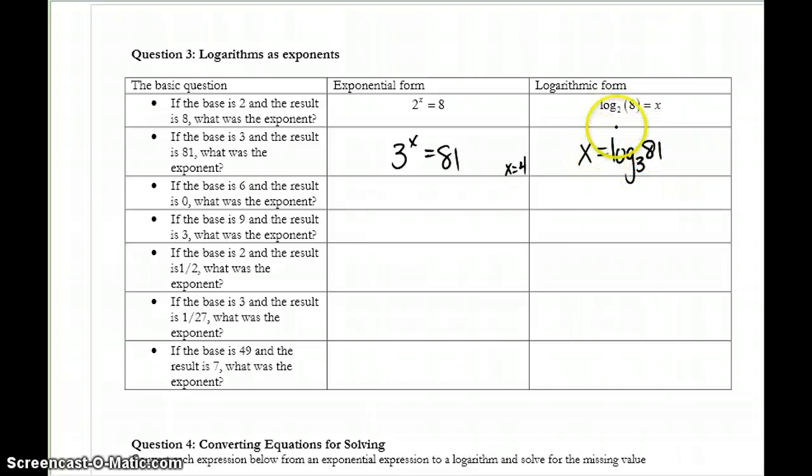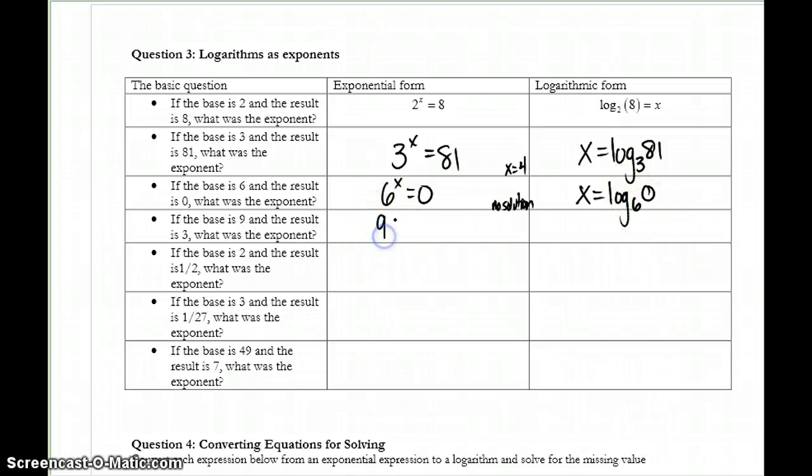The answer is x. So here we're saying 6 to some power is 0. This one has no solution. If I wanted to write it as a logarithm, I'd have x equals log base 6 of 0. Again, that says no solution.